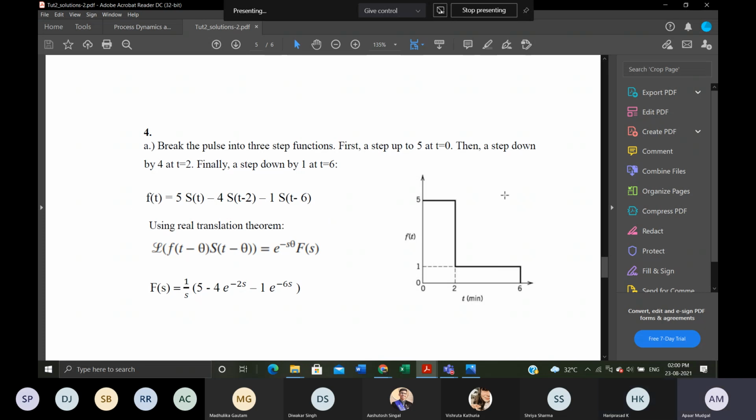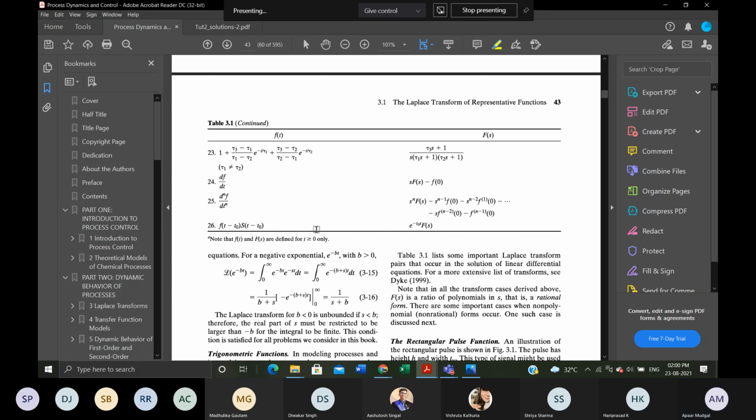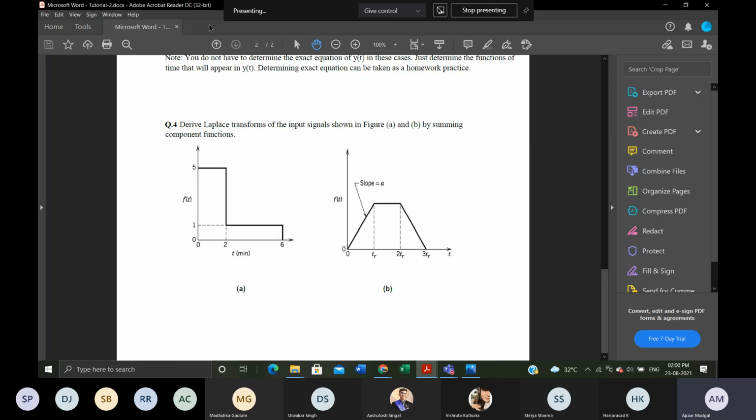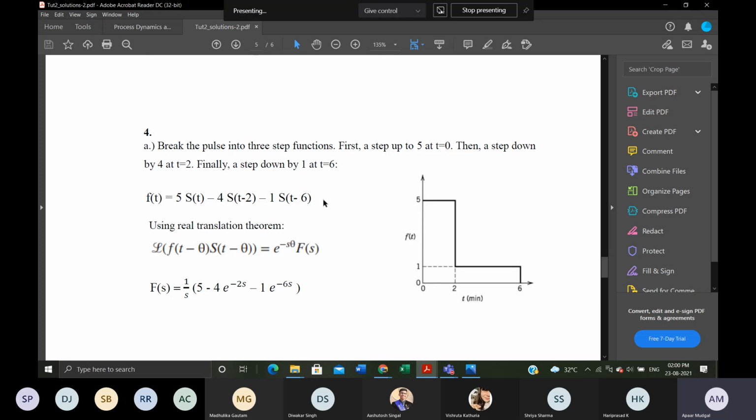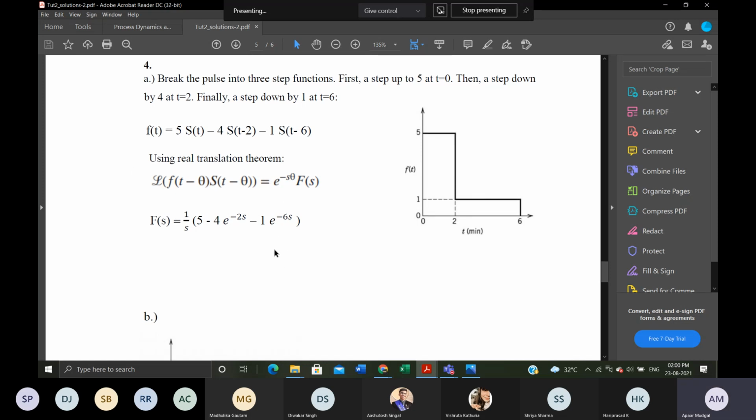We can break down the following graph into three step functions. First, going down from 5 to 1, which is a difference of 4, and then from 1 to 0, which is a difference of 1. And then we can use the real translation theorem. You can find the real translation theorem here, and you can use the exact theorem on this part of the equation. By using this, you can get the following answer. You can directly apply the real translation theorem. Using the real translation theorem, the second part can also be done.